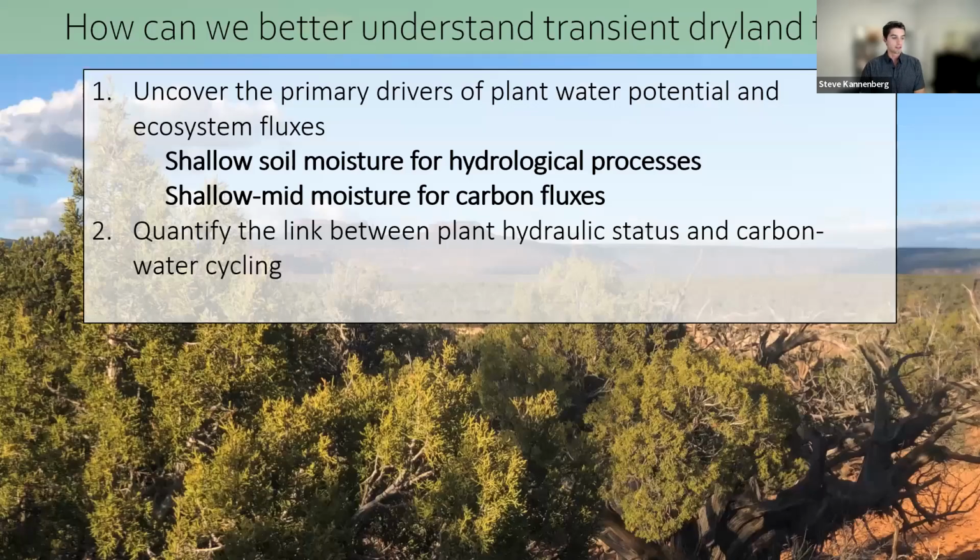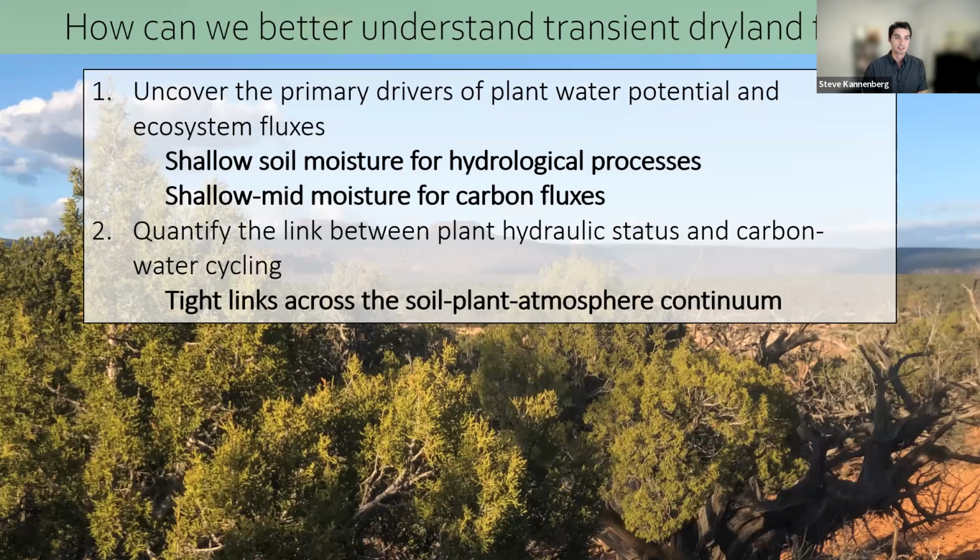So again, a pretty straightforward answer here. We saw really tight linkages across the whole soil plant atmosphere continuum. I want to return again to the reason why all of these processes were so coupled together, and it's because they're all mediated by those same two sources of moisture: winter snowmelt and these transient pulses of summer rain.